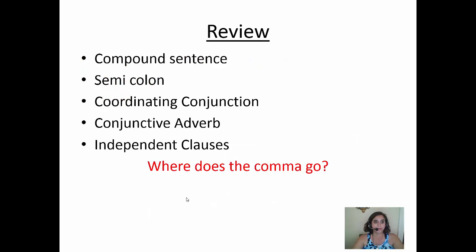So in review, you now know what a compound sentence is. It's when you're combining two independent clauses, and there's three strategies: using the semicolon alone, using the coordinating conjunction with a comma, and the third strategy is a conjunctive adverb using the semicolon and comma. And remember, when you change them from two sentences into one, they're called independent clauses.